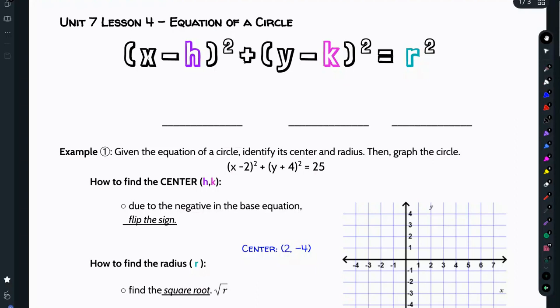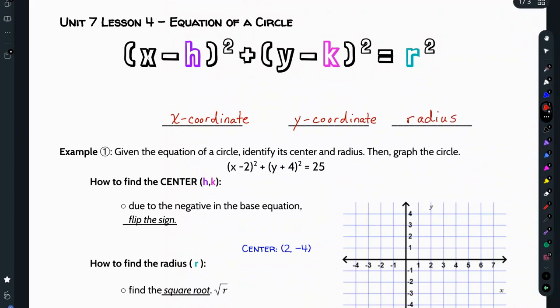Hi everyone, in today's lesson we're going to be talking about the equation of a circle, and here is the equation of a circle given here. The h represents the x-coordinate of the center of the circle, the k represents the y-coordinate, and r represents the radius.